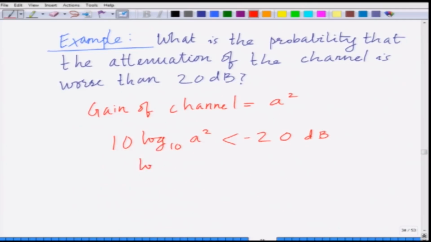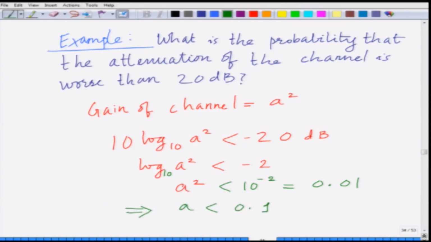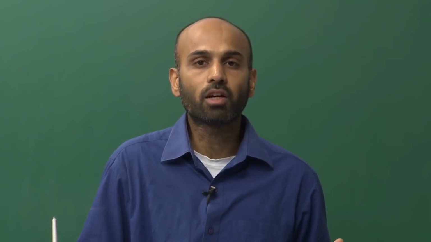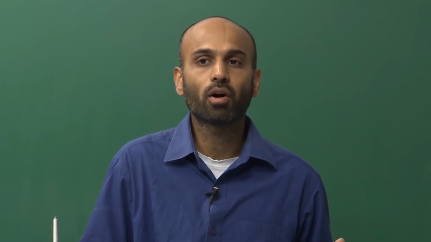So, the attenuation is worse than 20 dB, which means log 10 of a square is less than minus 2, which means a square is less than 10 to the power of minus 2, equals 0.01, which implies a is less than 0.1. So, the attenuation is worse than 20 dB if the amplitude of the channel is less than 0.1.